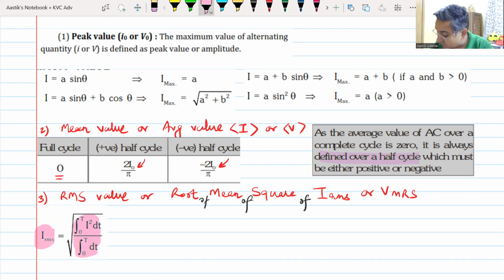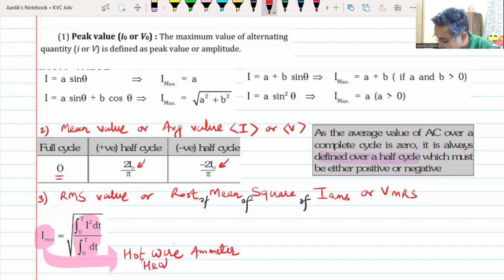Now this is the value of current or voltage which is measured by these meters. These are known as hot wire ammeters or hot wire voltmeters. Basically they are measuring the RMS value, or they are measuring the heating effect of this current.